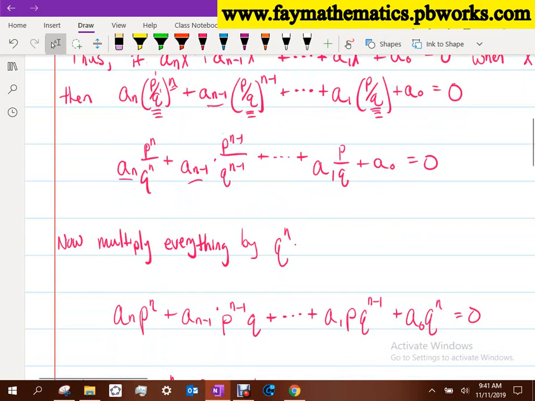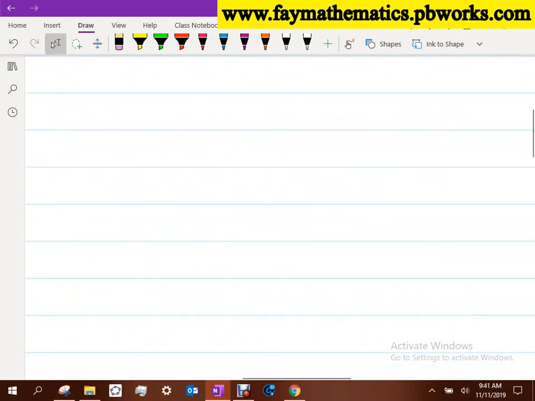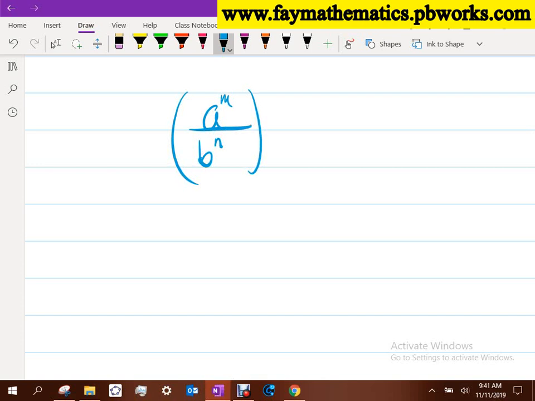Now I want to do some algebra here. What do I get? How do I do something like this real quick? If I had a to the m over b to the n, raised to, let's just say, the w, how do you rewrite that using your law of exponents from last year?